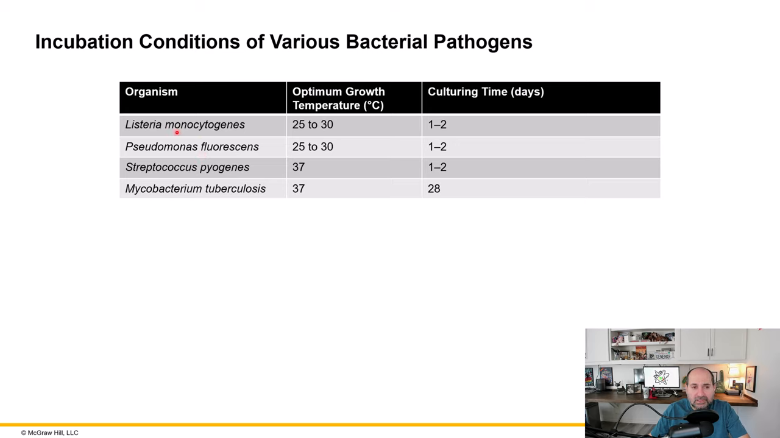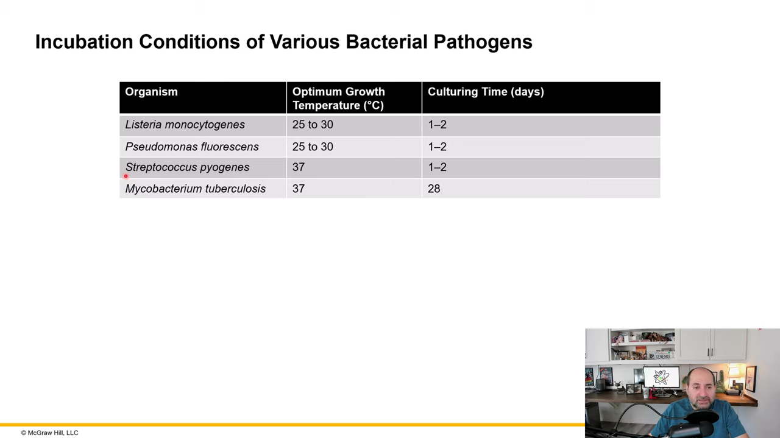So look at this. Listeria prefers about 25 to 30 degrees for optimal growth. Pseudomonas, about 25 to 30 degrees for growth. Whereas Streptococcus prefers 37, and Mycobacterium prefers 37. And different microbes grow at different rates. Some microbes grow quickly. They could double every 20 to 30 minutes. And some microbes grow quite slowly and take a lot longer to grow.